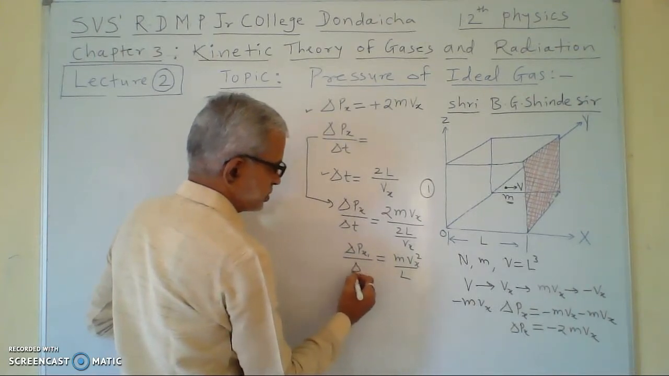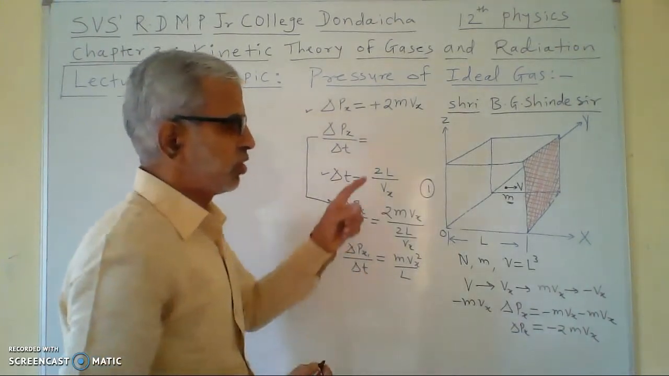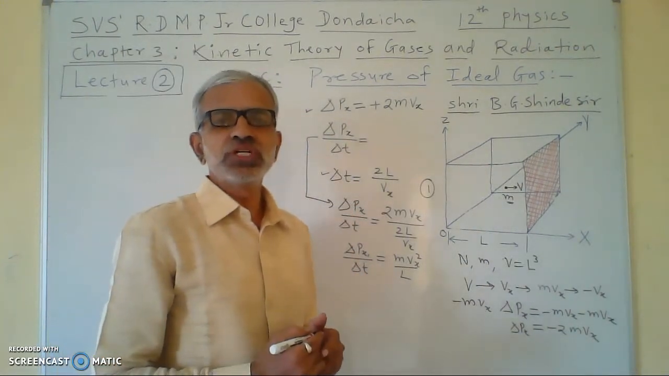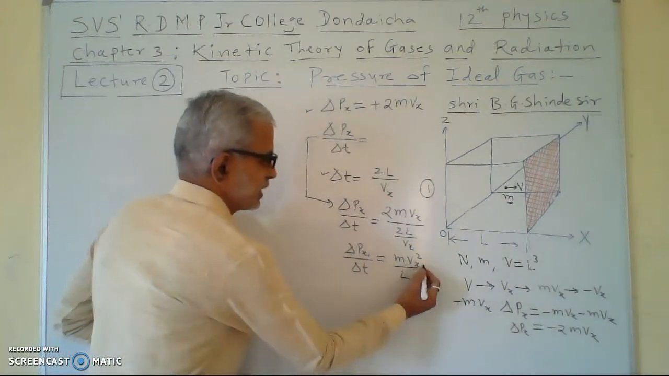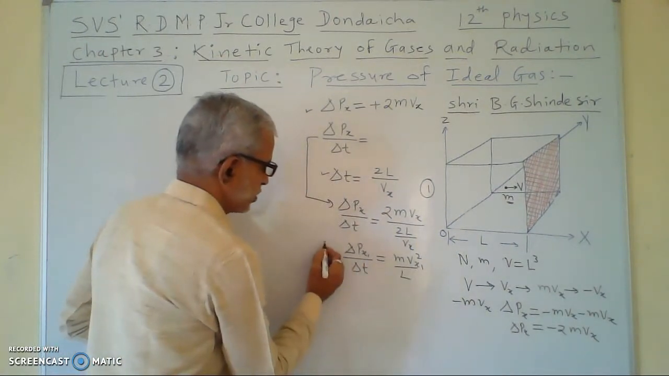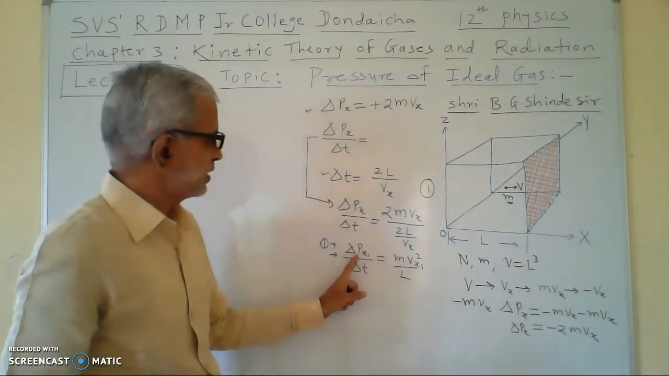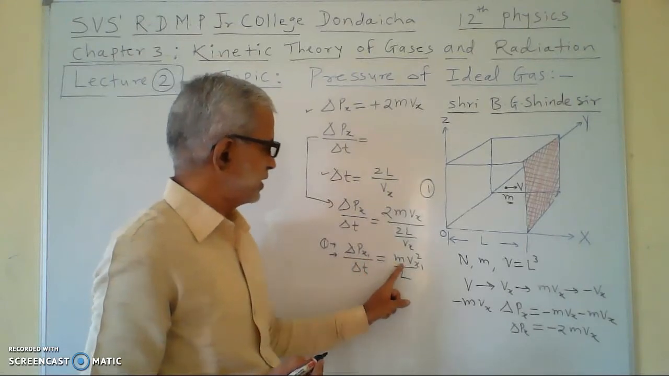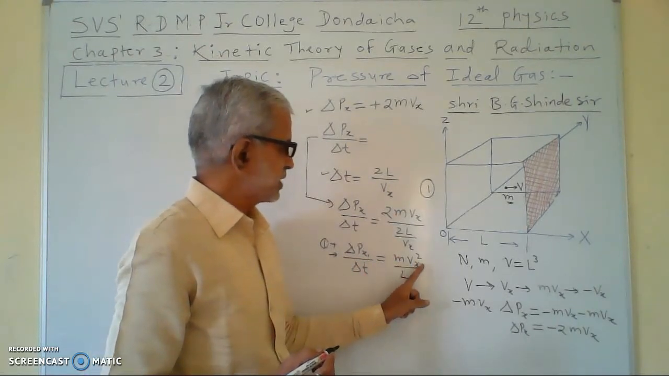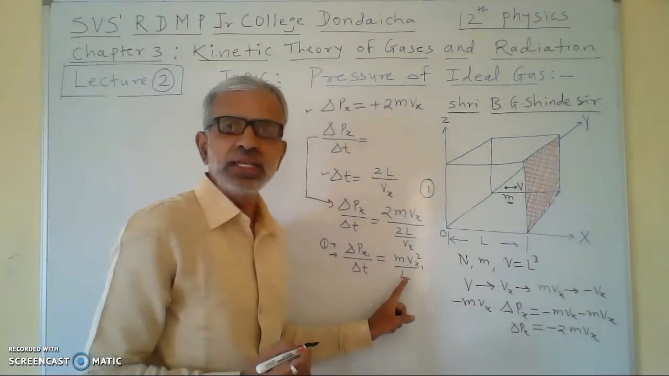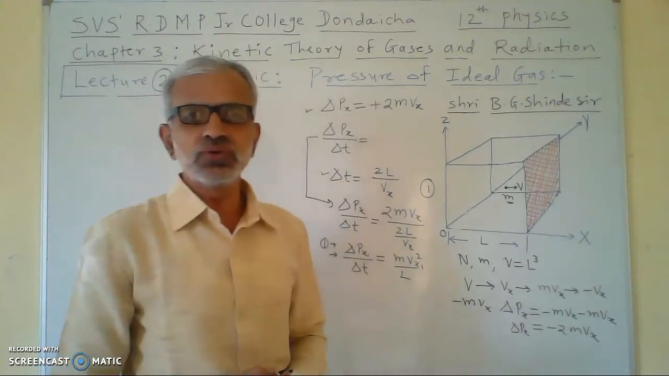This is the rate of change of momentum of the surface due to the first molecule. And so we write here, this is for the first molecule, delta px1 upon delta t is equal to m vx1 square upon l.